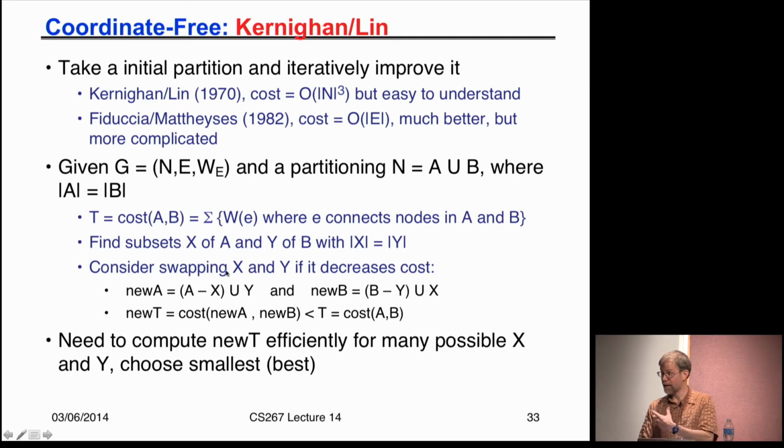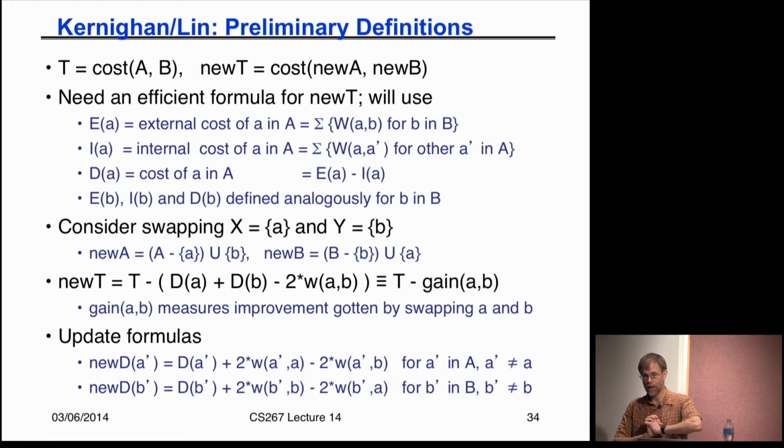To run this efficiently, I need to very quickly be able to compute the new cost for as many possible choices of X and Y as possible, very fast, right? Otherwise it'll just be too expensive. I can't afford to reevaluate everything from scratch every time. So here's the clever little bit of algebra that makes it very cheap to say, is it worth swapping these two subsets, X and Y? I need an efficient formula to update the new cost.